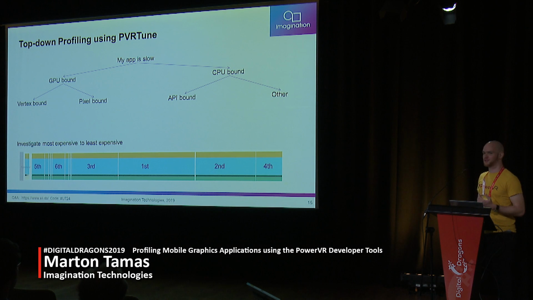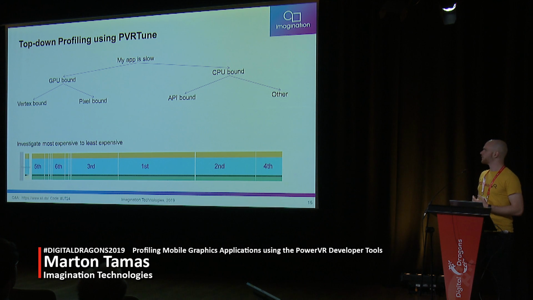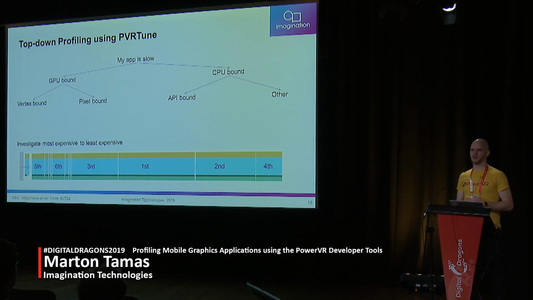If it's GPU bound, it can be further broken down into either vertex bound or pixel bound, or we could see compute bound as well, but that's more rare on mobile. If it's CPU bound, it could be either API bound or the application is doing some other work, which could be, the application is just busy doing physics or, I don't know, whatever you guys are doing.